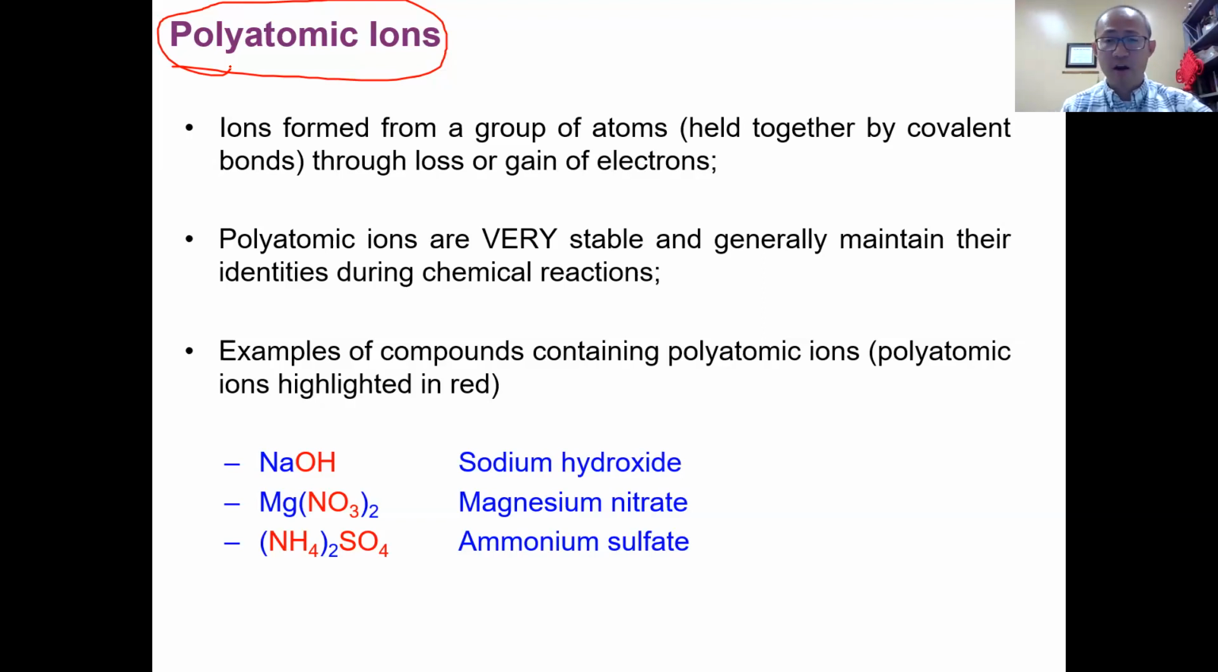We know ionic compounds are made of ions, but in nature, there are some ions that are made by a group of atoms, not a single atom, not like chlorine, oxygen, or sulfur ions. These ions here are made by a group of atoms held together by covalent bonds. We're going to see the structure of them when we study chapter 5. But these ions are bigger because they're made of a group of atoms. So we call these ions polyatomic ions.